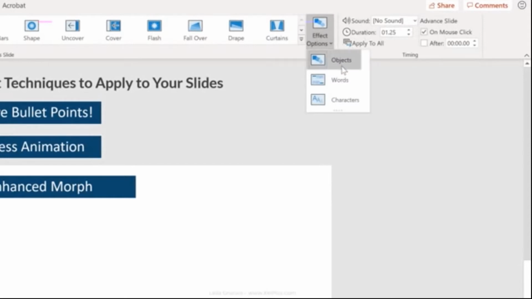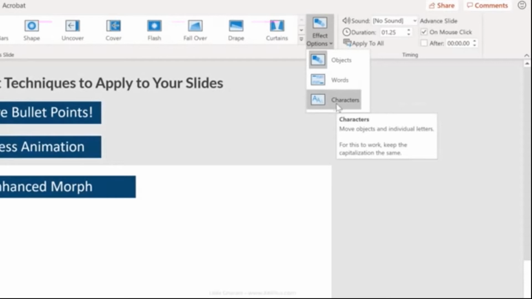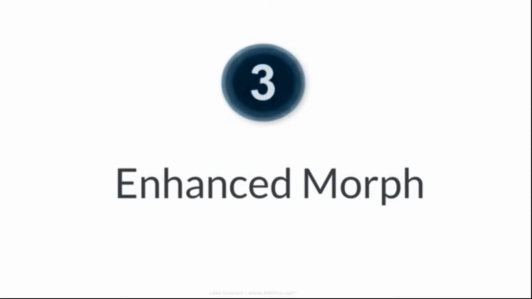So in this case, I'm just working with objects, so the default option is fine. But if I want to use morph on words, I can do that. And if I want to use morph on single characters, I can do that as well. Okay, so now let's take a look at enhanced morph.